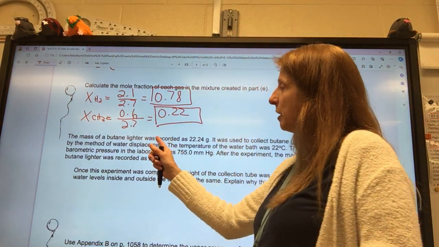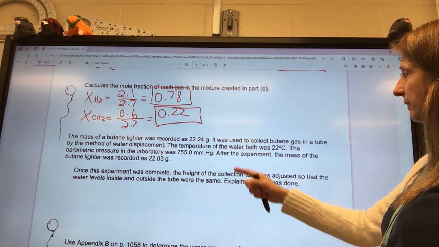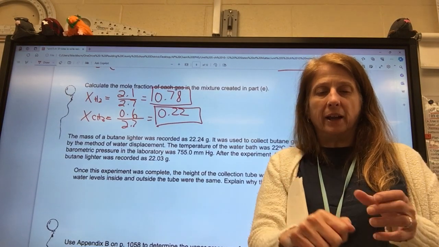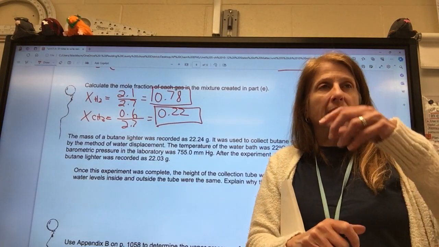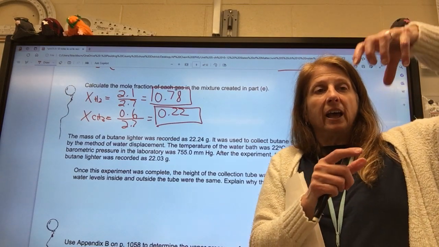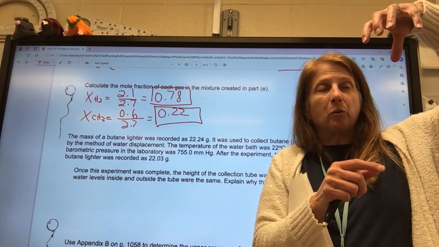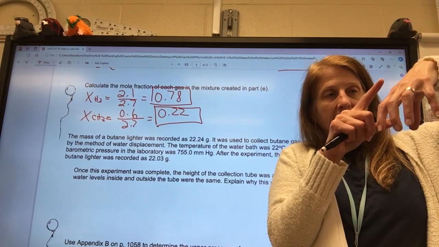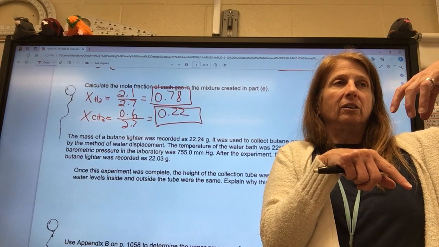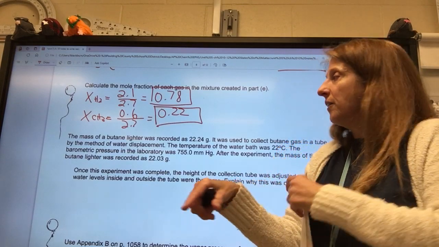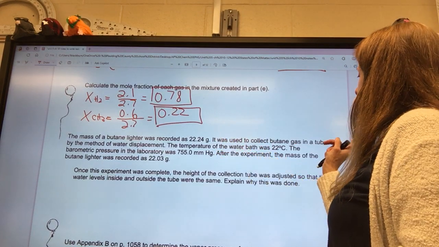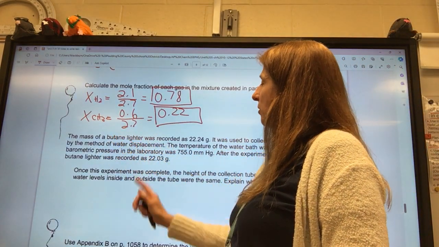So what it is, you take a butane lighter and weigh it. And then take it underneath water and push the button, and it'll bubble out all the butane. You can catch it by taking something glass, filling it up with water, and pulling it up. Let the gas bubble up, and it'll push the water out. Can you imagine that? This is the underwater displacement method. So that's what they did. They collected the butane gas in a tube by water displacement.